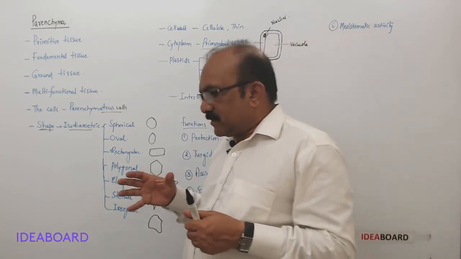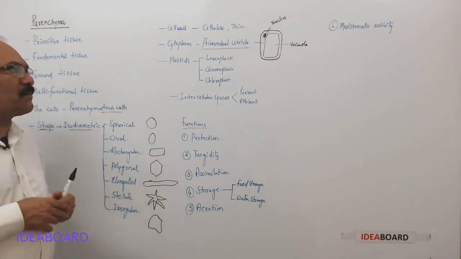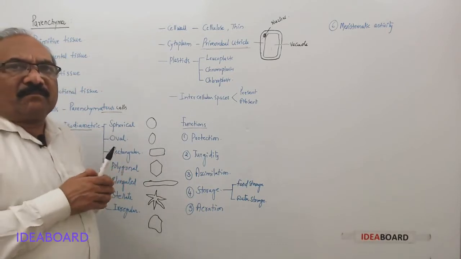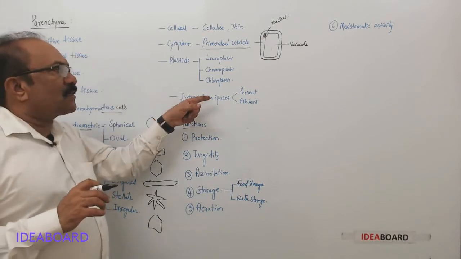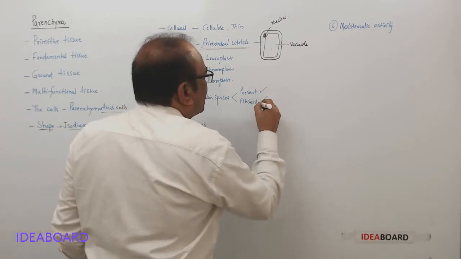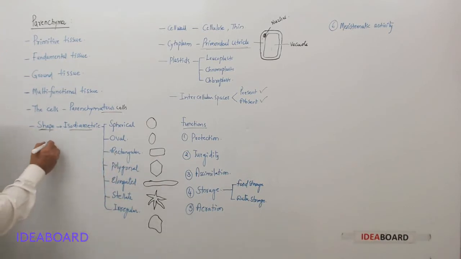Okay, and when these parenchyma cells make one tissue, the parenchymatous tissue, we expect some spaces between them, and the spaces are called intercellular spaces. These intercellular spaces may be present or sometimes they may be absent. Okay, and suppose the cells are polygonal cells like this.